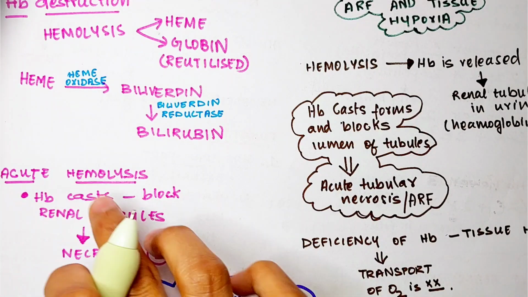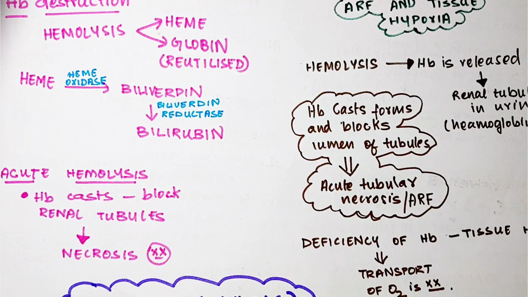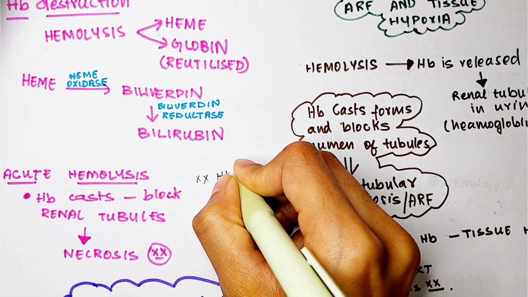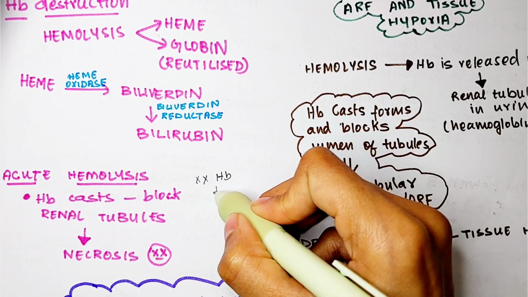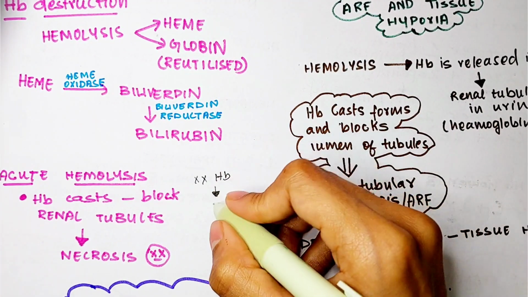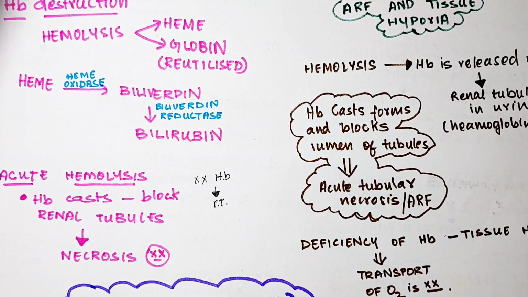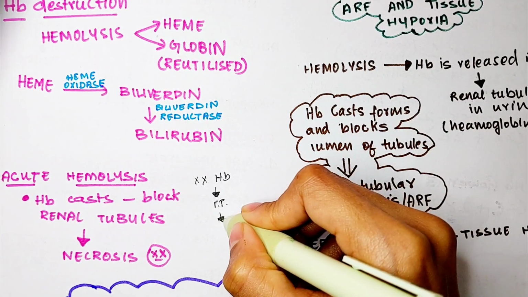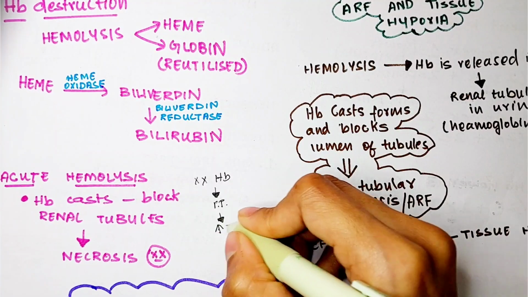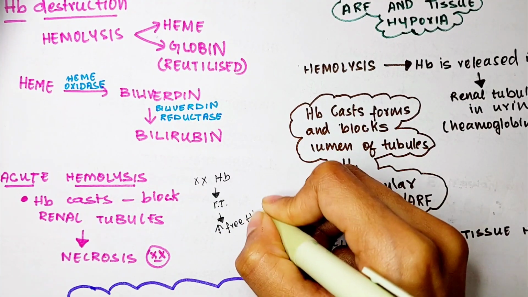Now, Hb casts are related to Tamm-Horsfall protein. How are they even formed? When there is a sudden breakdown of Hb, it is going to get precipitated or filtered mainly by the renal tubules. RT over here is the renal tubules. When they get filtered by the renal tubules, a high amount of free hemoglobin will be found in the blood.